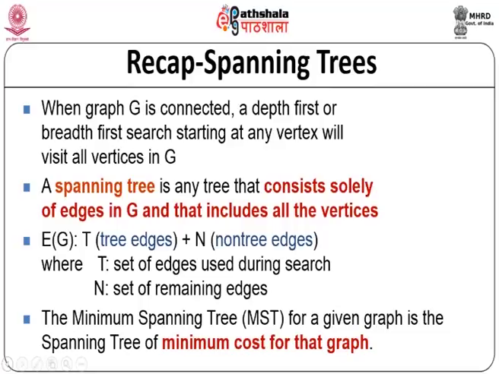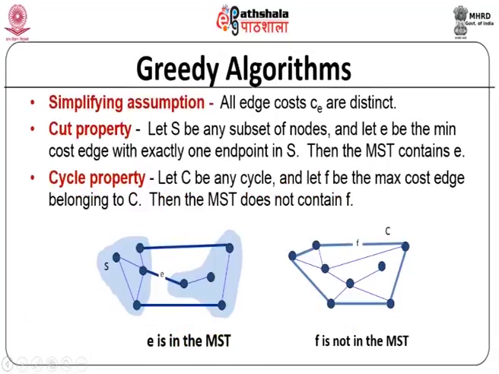Now, the minimum spanning tree for a given graph is a spanning tree of minimum cost for that graph. We are also looking at the weight or the distance, or the cost, associated with each edge, and we are trying to find the minimum cost spanning tree.